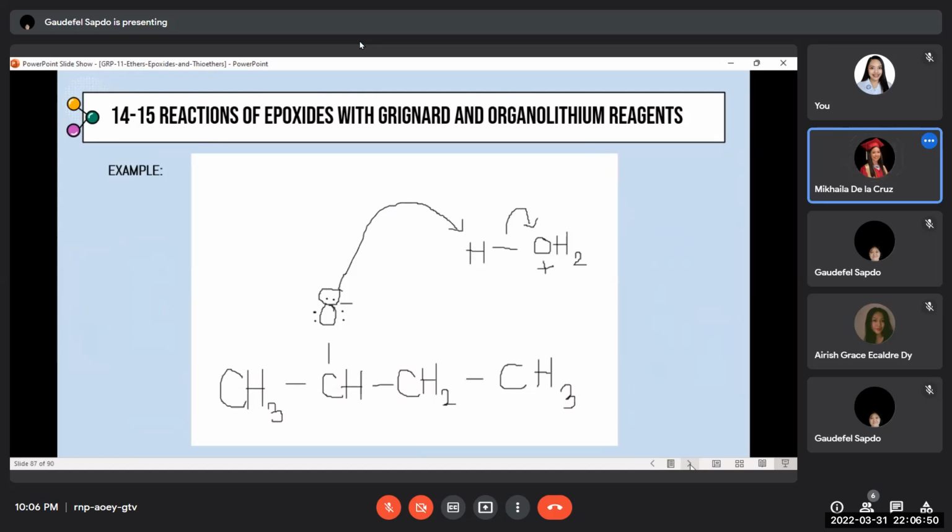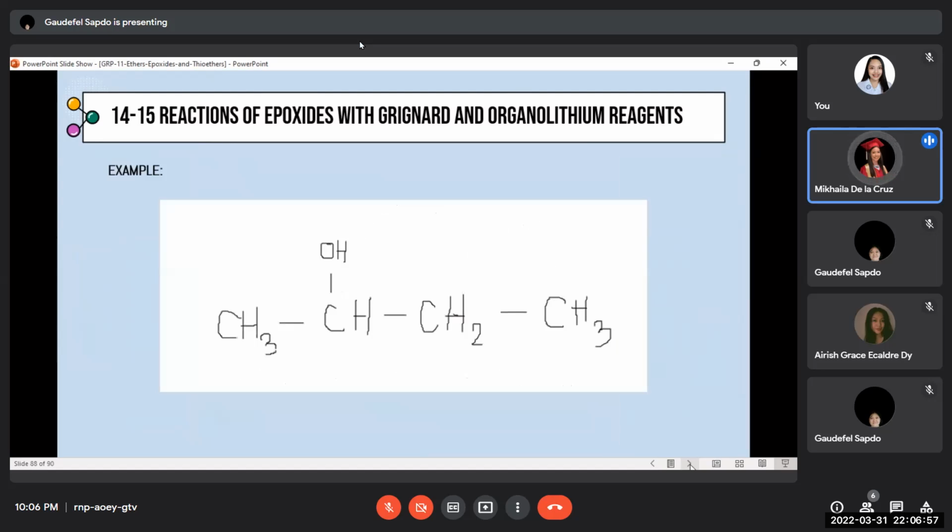And next slide please. This will now be our expected product. So you noticed that the difference from earlier is that our O now has an H. So, that is the whole explanation about acid catalyzed epoxide ring opening and base catalyzed epoxide ring opening.